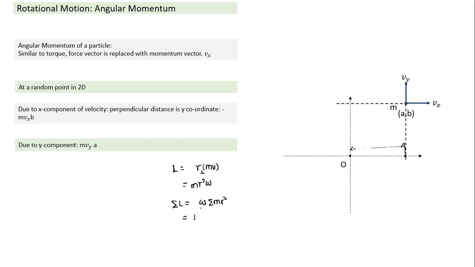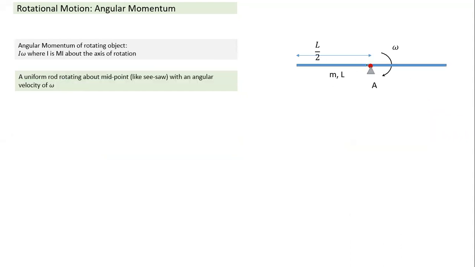So angular momentum of an object which is rotating about an axis is equal to I omega, and omega is the angular velocity. I is the moment of inertia about whichever axis we are calculating angular momentum about. So two cases: one is in case of a system of particles and one is a single particle. Now let's apply the I omega case here. I omega is the angular momentum of an object undergoing rotation, where I is the moment of inertia about the axis of rotation.